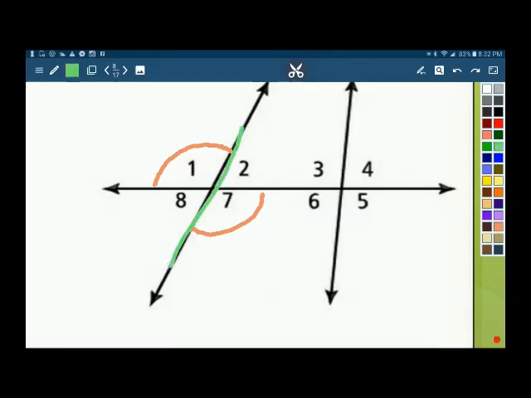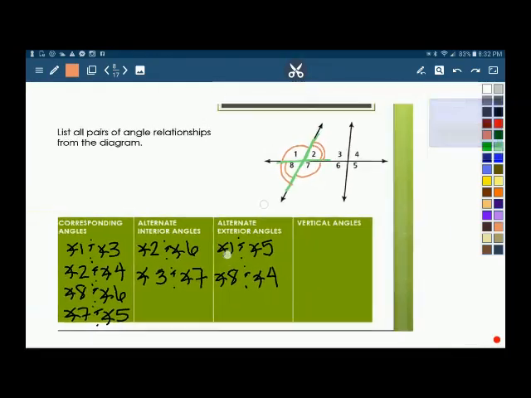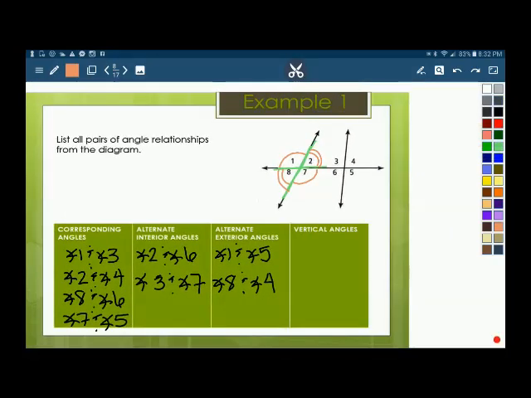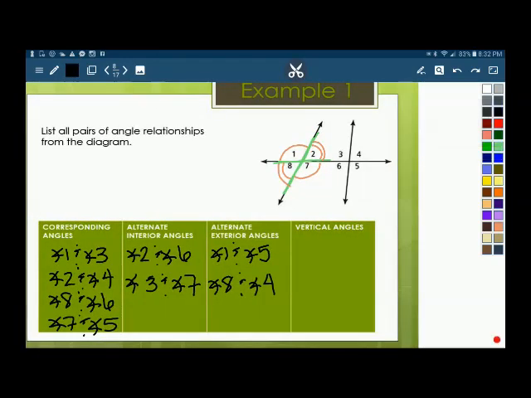Okay, so it's kind of like I see an X with the lines that are intersecting. And then the angles that are across from each other are angle 1 and angle 7. Same with angle 2 and angle 8. Those are vertical angles. So I'm going to list those as being vertical. And just so you guys are aware, all vertical angles should be formed by 2 straight lines.